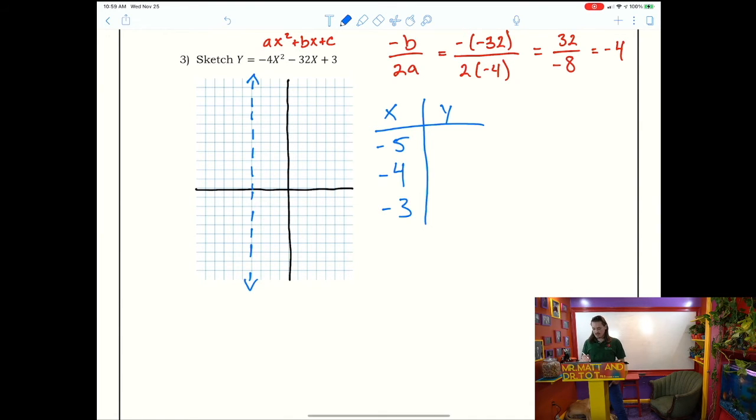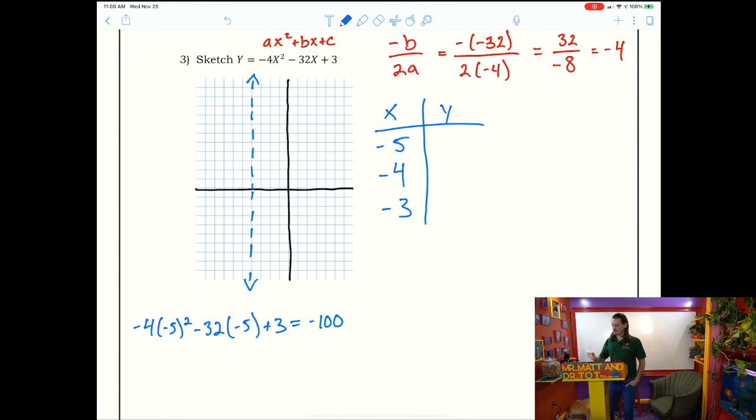So at negative 5, we're going to have negative 4 times negative 5 squared minus 32 times negative 5 plus 3. Negative 5 squared is 25. 25 times negative 4 is going to be a negative 100.